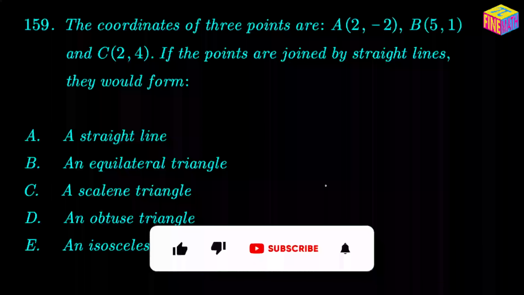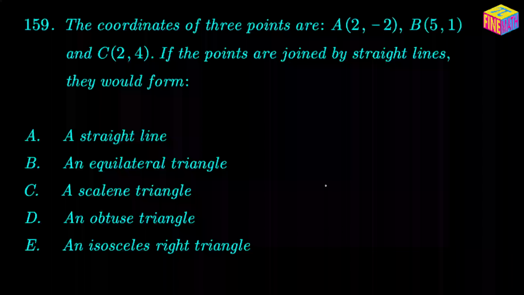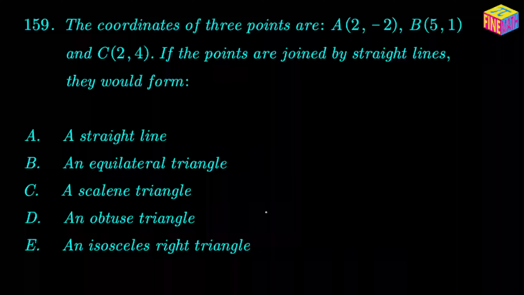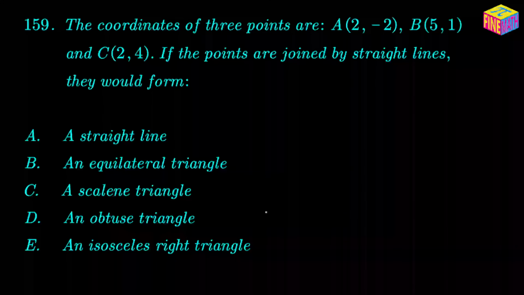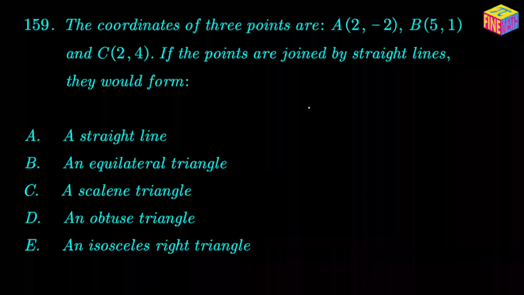So let's get started. Here the question says the coordinates of 3 points are A (2, -2), B (5, 1) and C (2, 4). If the points are joined by straight lines, they would form which of the following 5 geometrical shapes? To solve this type of problem, the first thing we should do is try to find out the length of the line segments.